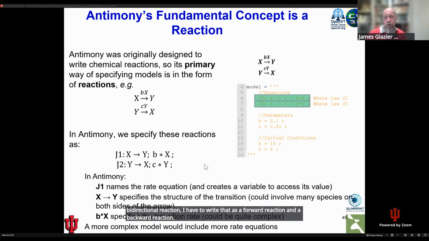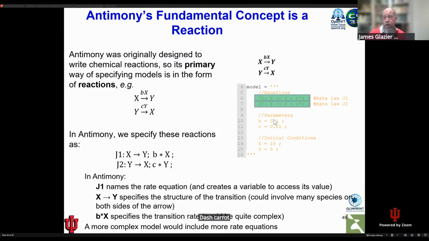Things are very simple here. I write the name of the reaction, which is optional. I don't have to name it. X dash caret Y, X goes to Y. So X arrow Y; semicolon, the rate law; semicolon. And that's all I have to do.